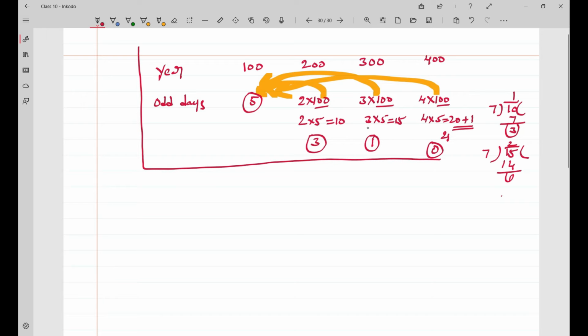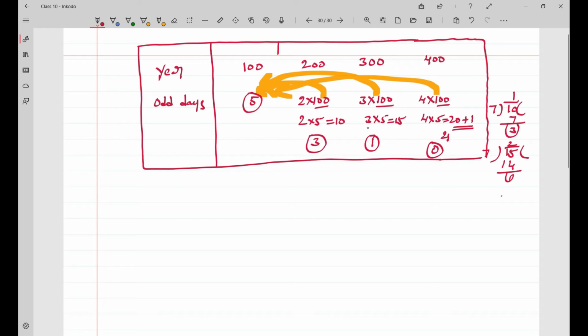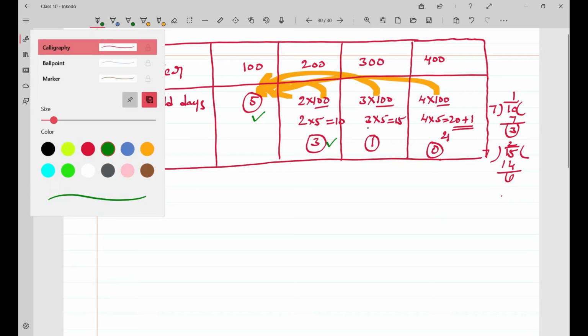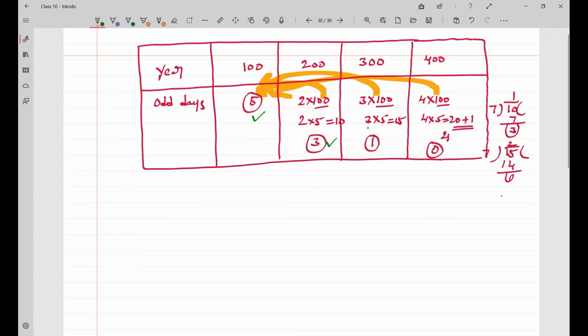This is the table for odd days in 100 years, 200 years, 300 years and 400 years. In 100 years we got 5 odd days. In 200 years we got 3 odd days. In 300 years we got 1 odd day. In 400 years we got 0 odd days.